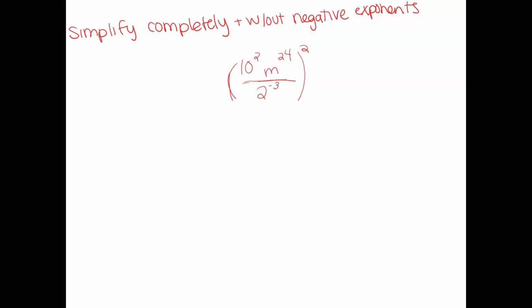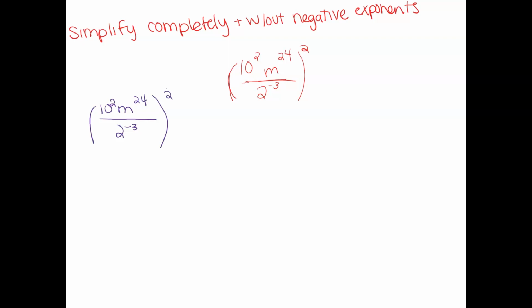Let's look at a complicated problem with exponents here. The directions say to simplify completely without negative exponents. There are lots of different ways to approach this problem, and no one single way is the best way. But how I'm going to choose to approach it first is to distribute that exponent of a 2. So I'm actually going to do it over here. I'm going to show you a couple different ways.